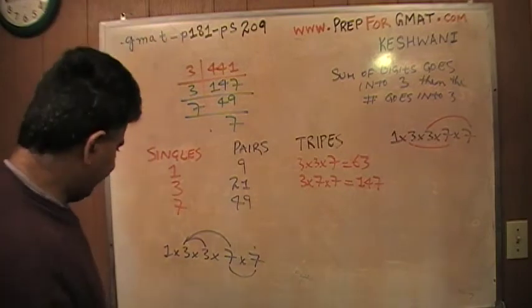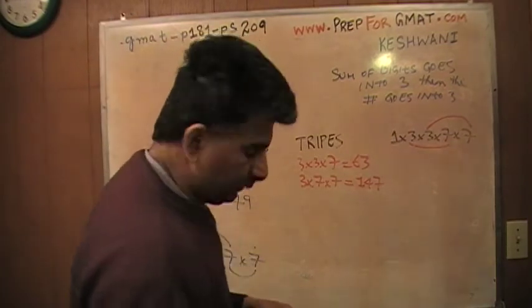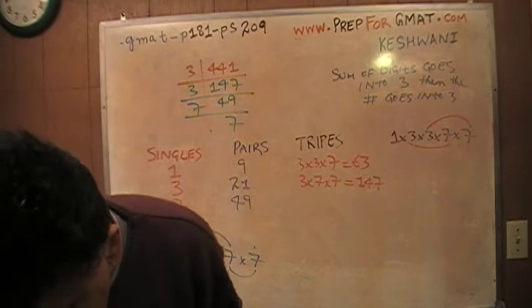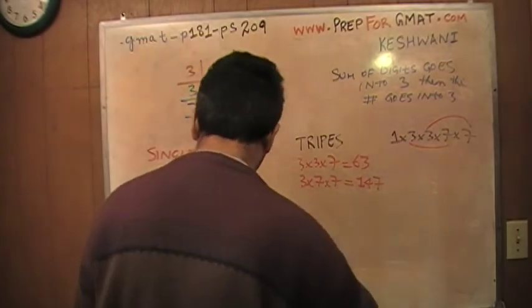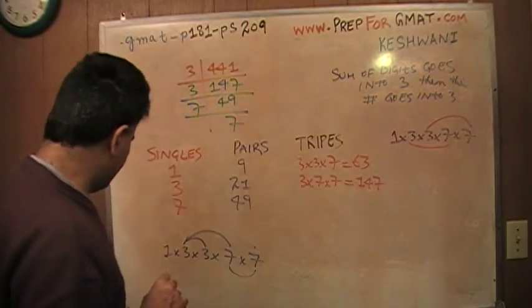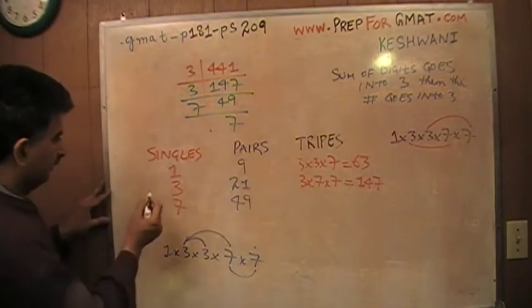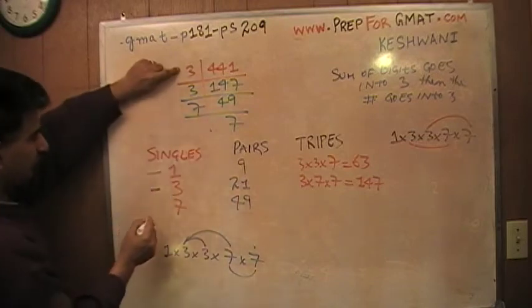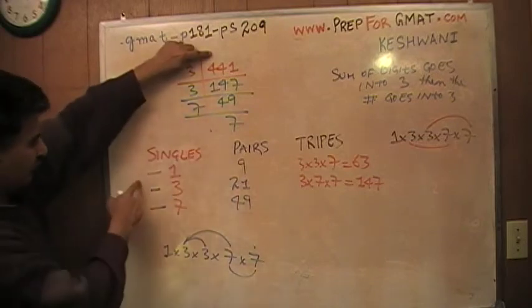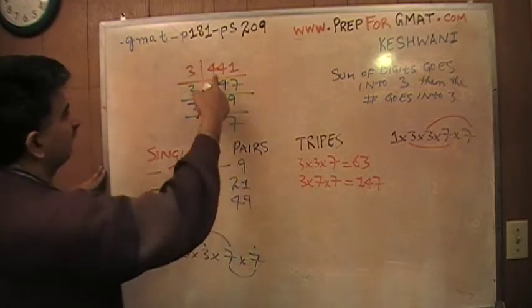So, how many different positive integers are factors of 441? Let's find out, and let's see if you're alert and if you're thinking. We have 1 is a factor of 441, 3 is a factor of 441, 7 is a factor of 441, so far we have 3. 9 is a factor of 441.